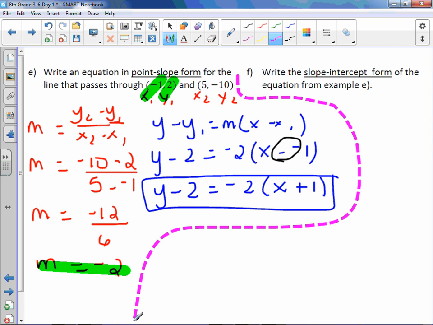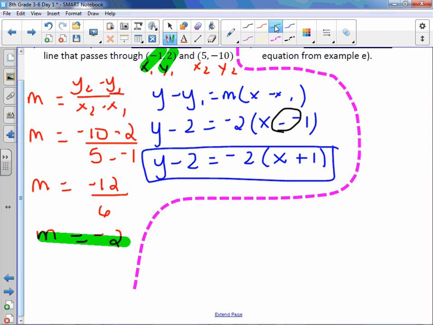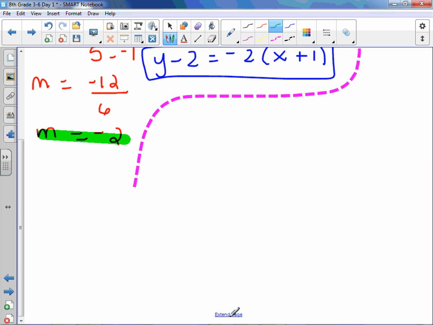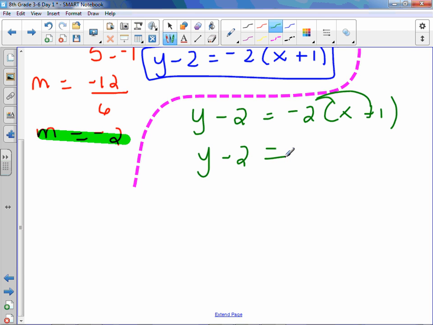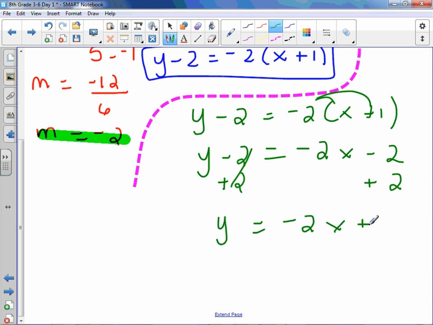And letter F is to write it in slope-intercept form. And to start us off, we're going to rewrite our equation. Y minus 2 equals negative 2 times x plus 1. Distribute your negative 2. So let me bring down y minus 2 equals. Then we have negative 2x minus 2. Add 2 to both sides. We get y equals negative 2x plus, well, negative 2 plus 2 is 0.